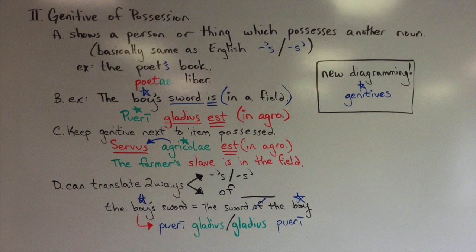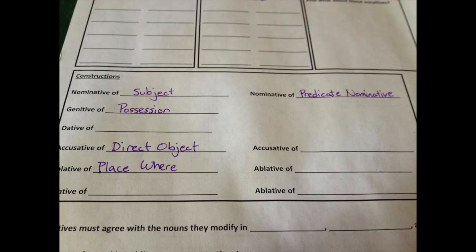Let's finish this lesson off by finding our best friends and then finding the constructions section at the bottom of the nouns side of the page. There, we'll fill in genitive of possession. Once we're done with that, we'll put it back in the protective sleeve and bring it with us to class the next time that we see each other, where we'll practice more.